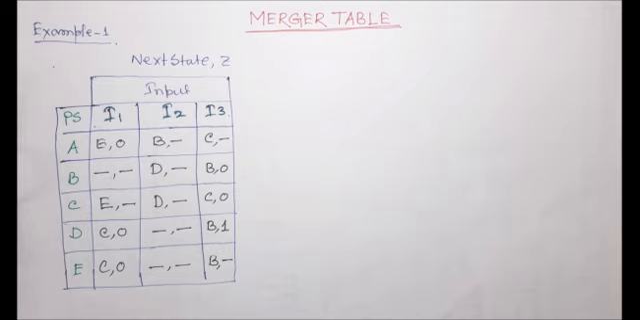In the previous lecture, I have discussed about merger graph. What is the need of merger graph? What is the definition of merger graph? How to draw a merger graph? Why do we go for the merger graph? Because we want to ultimately reduce the incompletely specified machine.